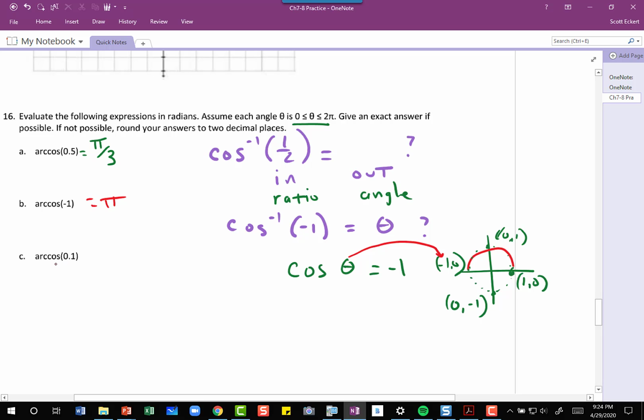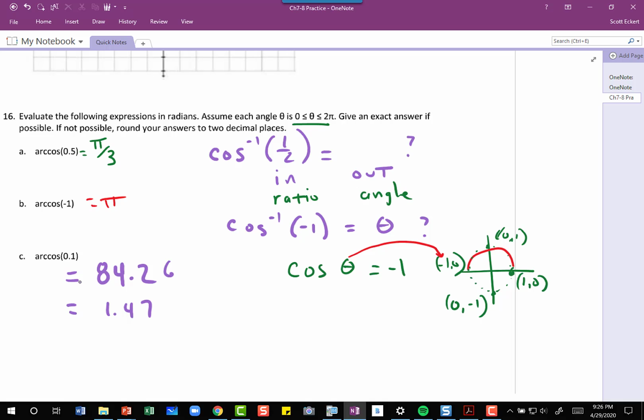And then lastly, arc cosine of 0.1. That one is not one that we've memorized. The only way to do that one is by a calculator. Now, I'm going to poke it in the calculator really quick here. All right, I wrote down 2 answers for you.